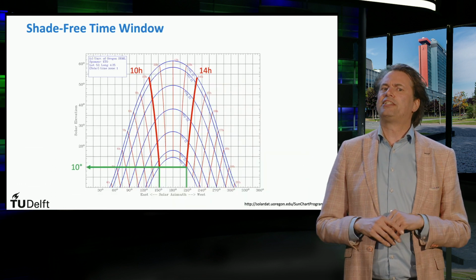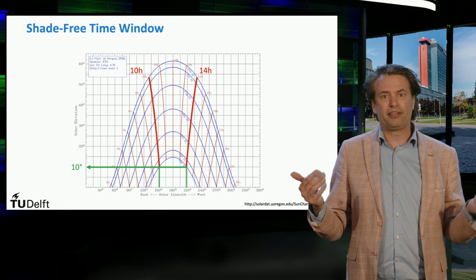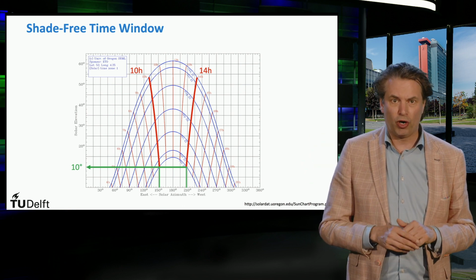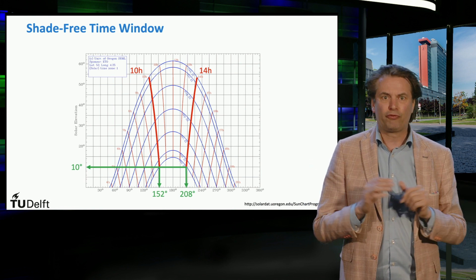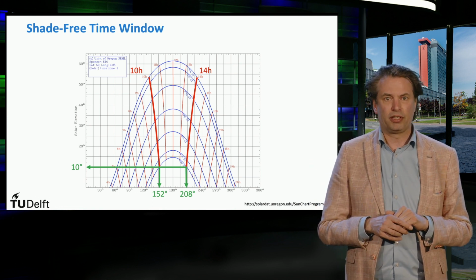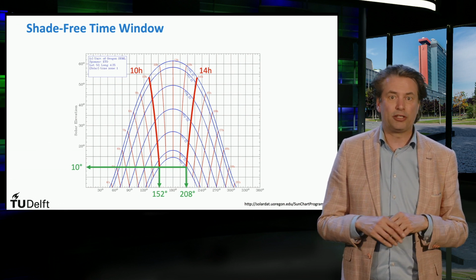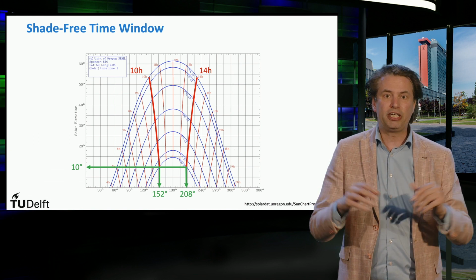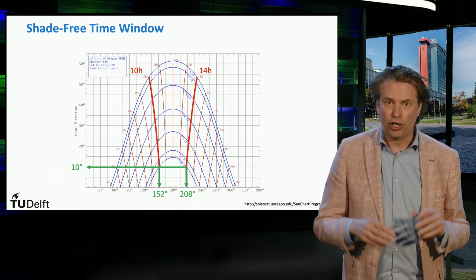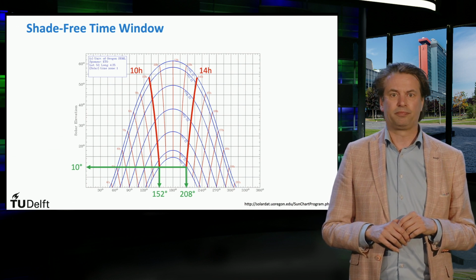The next step in the design is to account for the azimuth angle, and thus we will use again this figure to draw two vertical reference arrows down from each time reference. The azimuth values are 152 degrees at 10 a.m. and 208 degrees at 2 o'clock in the afternoon, so we will use these data in the following formula to determine the minimum module row spacing.